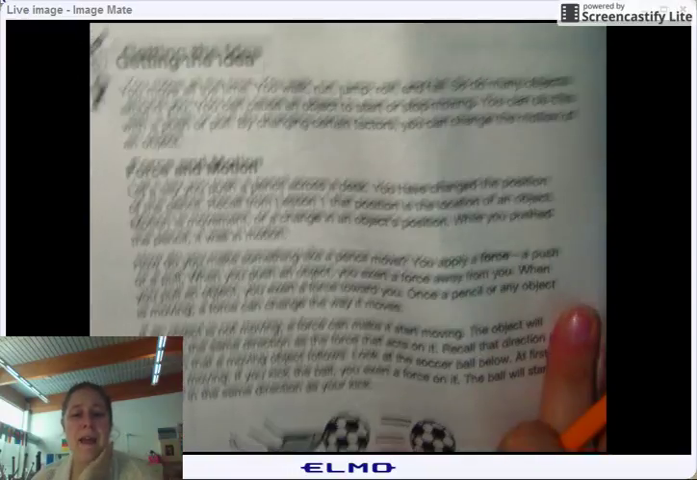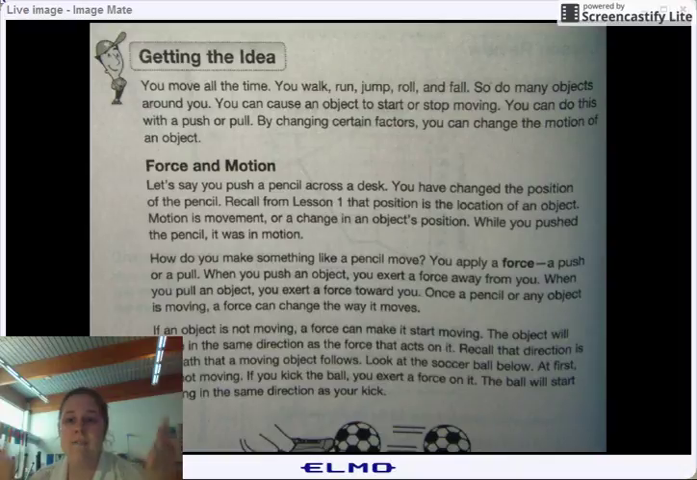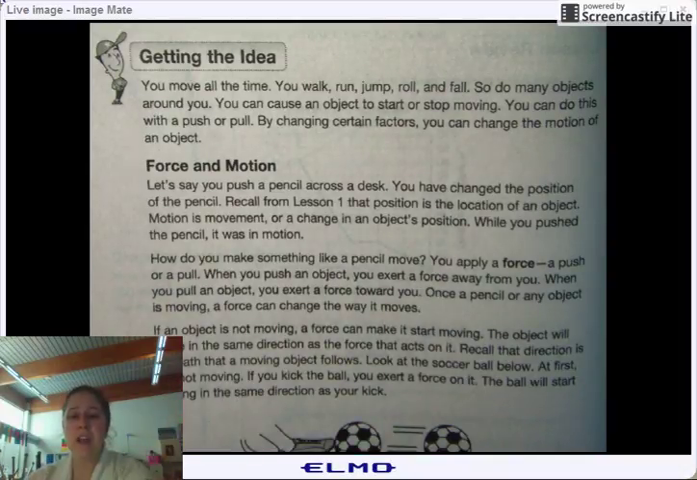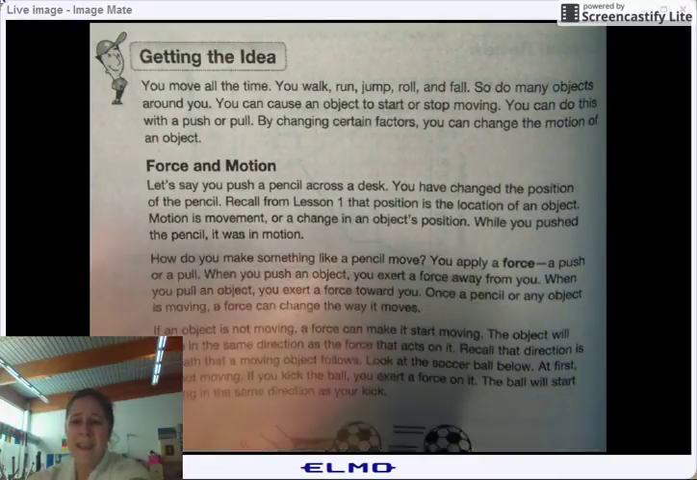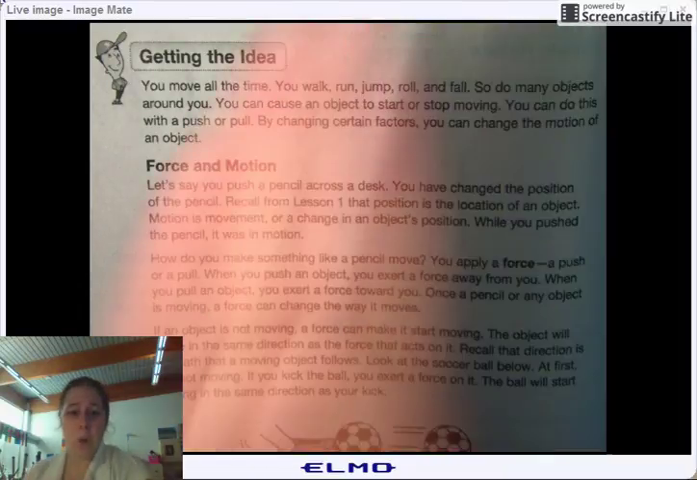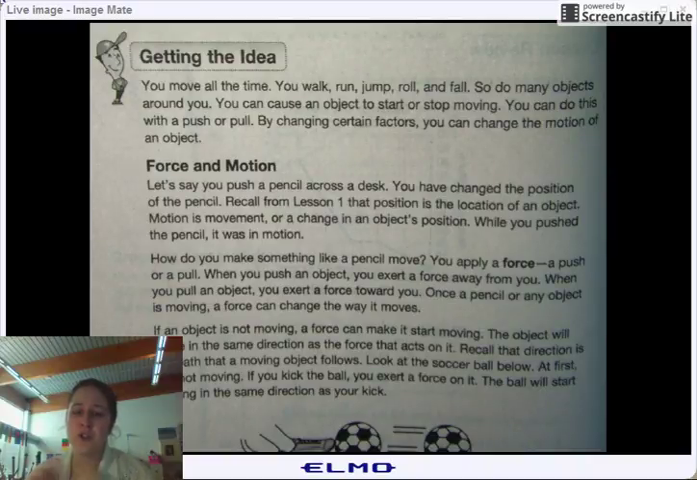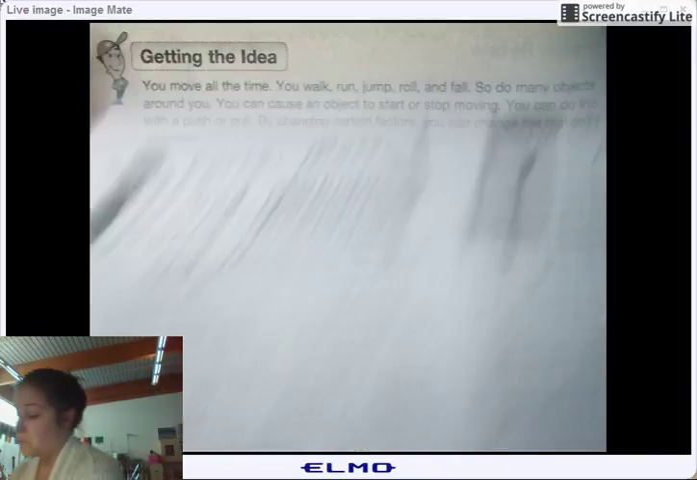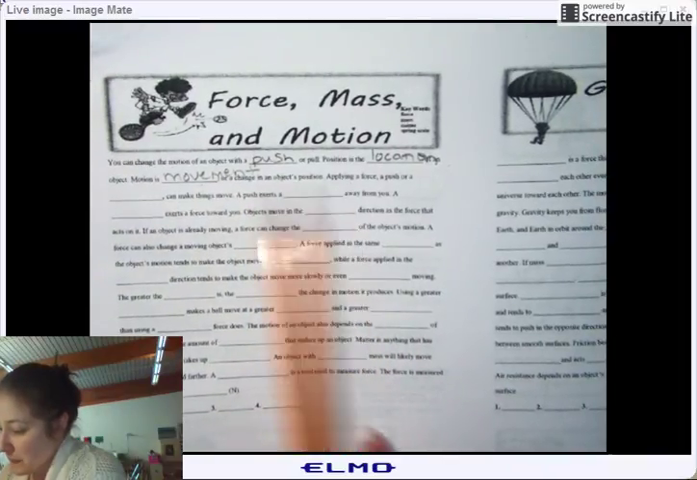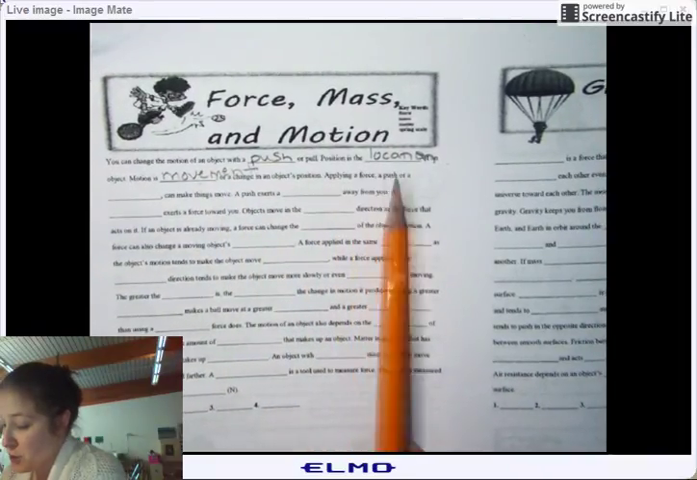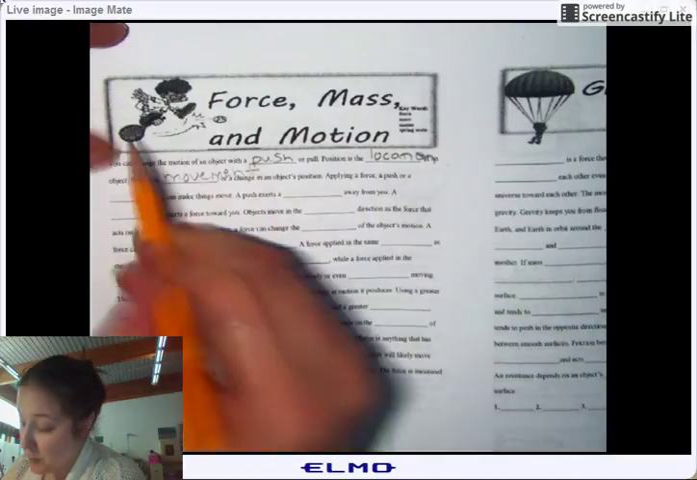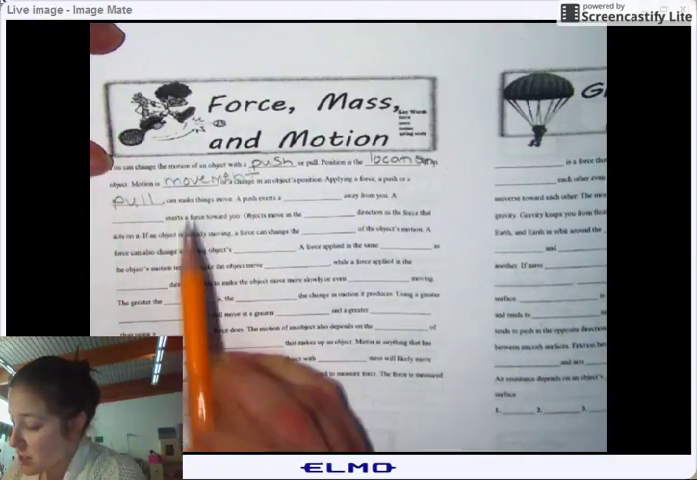How do you make a pencil move? You apply force, a push or a pull. When you push an object, you exert a force away from you. When you pull an object, you exert a force towards you. Once a pencil or any object is moving, a force can change the way it moves. Applying a force, a push or a pull, can make things move.